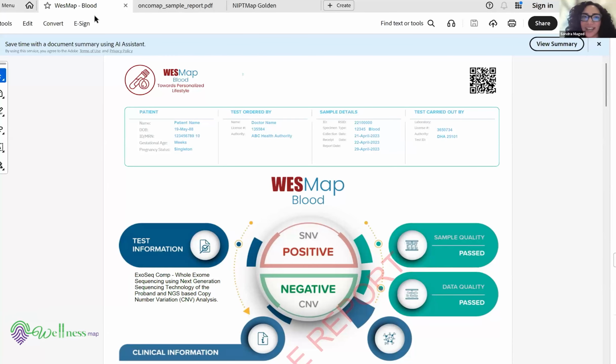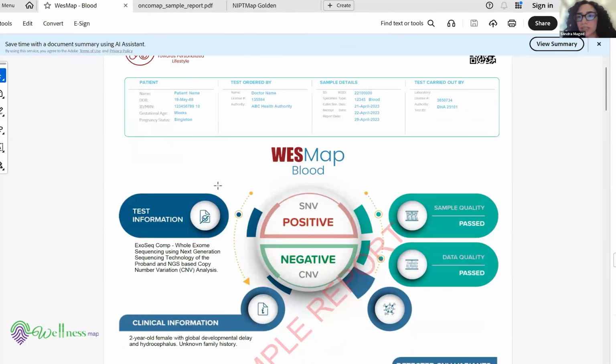And today we're gonna talk about three other different tests from the wellness map. Those are the whole exome sequencing, then the onco map, and the third is the Neptune, where we're gonna discuss the NIPT test that is specifically for the mother and the baby. However, we'll start now with the whole exome sequencing part.